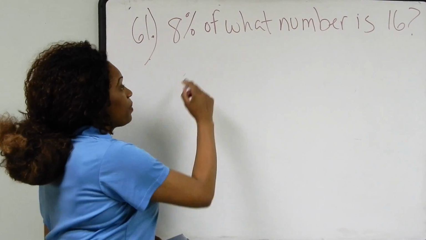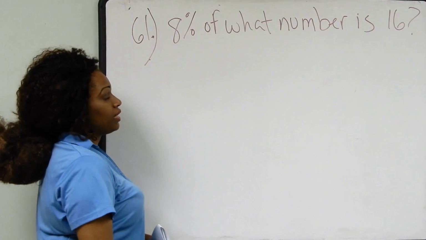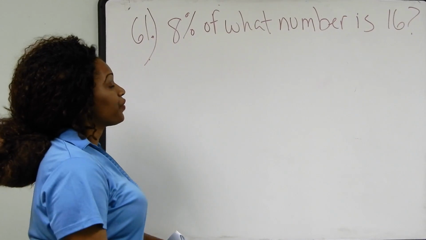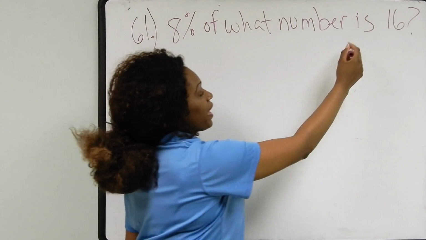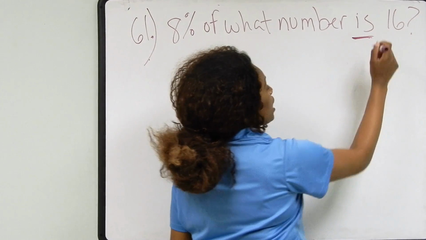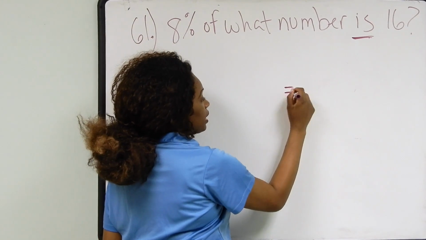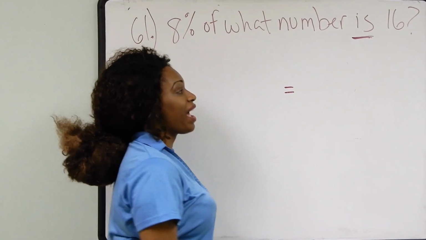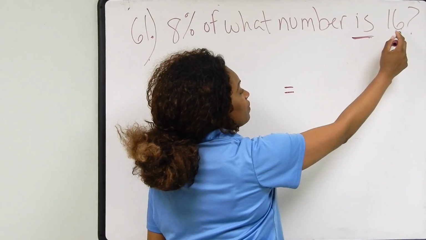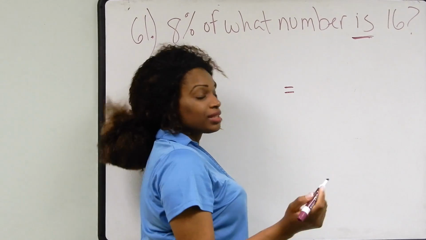Problem 61 states: 8% of what number is 16? So let's look at this first. We have "is," which tells us there's going to be an equal sign, so I'm going to put an equal sign here. To the right of that equal sign should be the number 16.